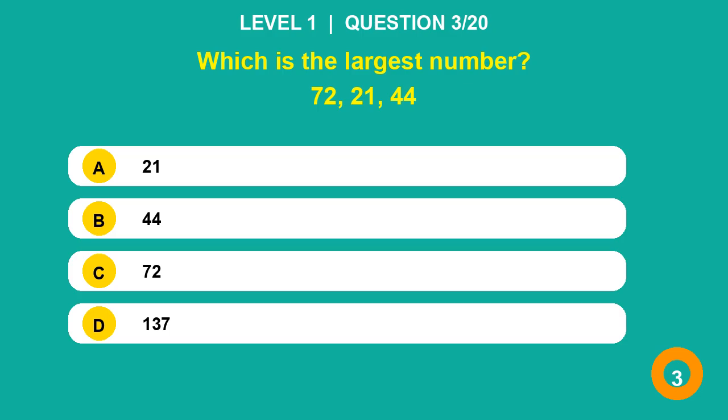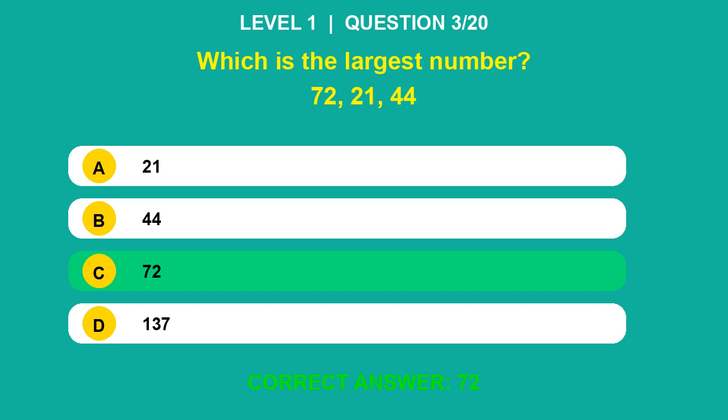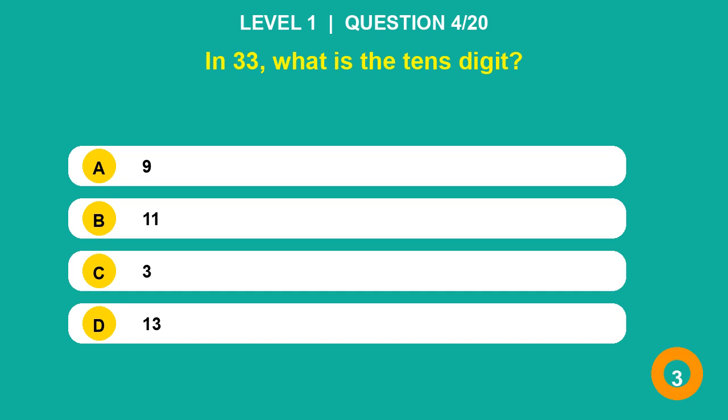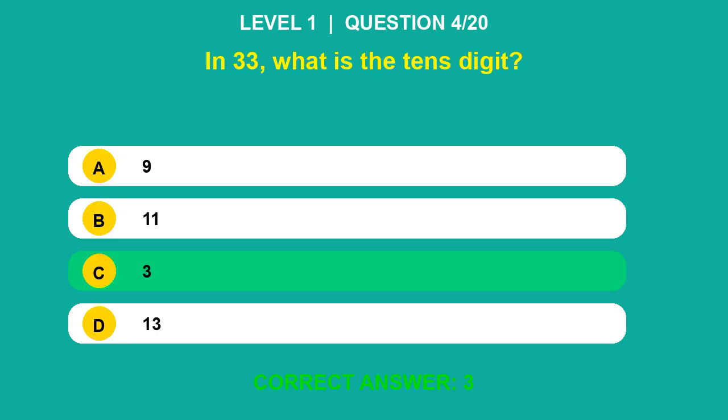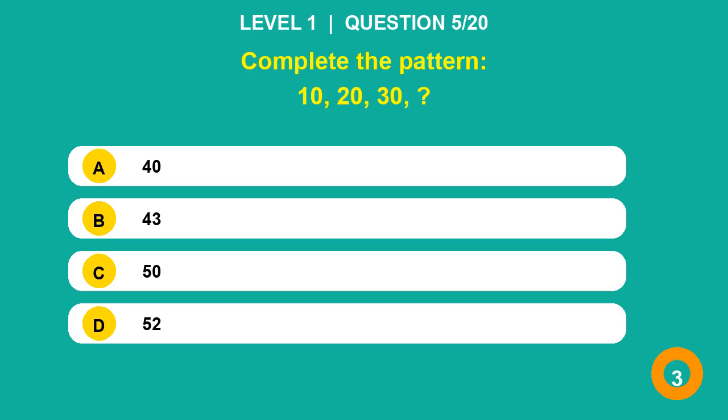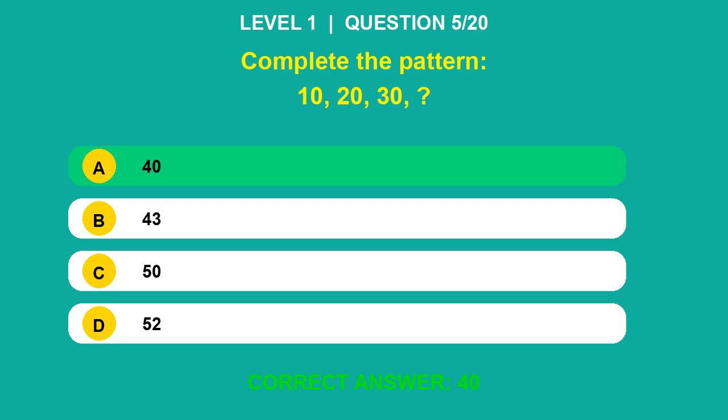72, 21, 44? Answer is 72. In 33, what is the tens digit? Answer is 3. Complete the pattern. 10, 20, 30? Answer is 40.